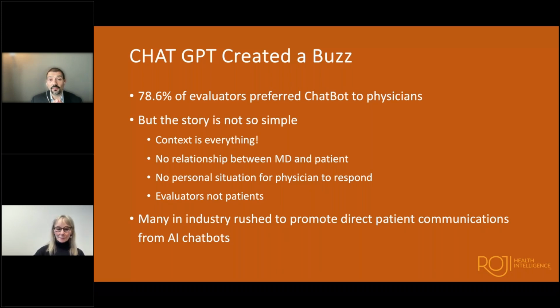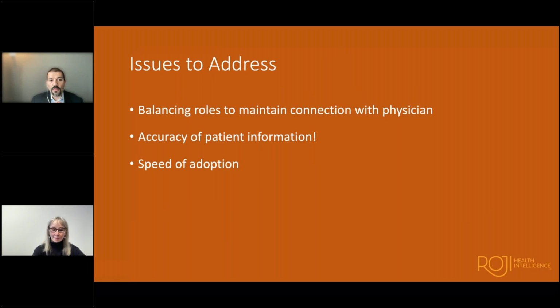Next slide, please. So the issues that we need to address on this front is that the communications can't be effective without real consideration about the provider-patient relationship. Also, what information are the patients going to provide? It's already well documented that patients will lie to providers in a face-to-face environment.